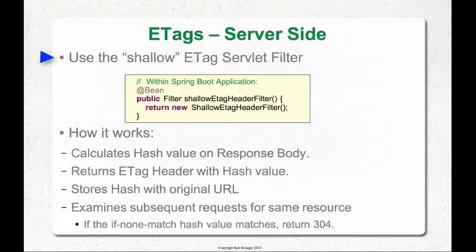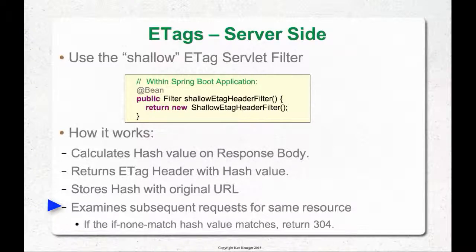Now on the server side, the Spring framework makes it super simple to implement shallow etags on any web application. It provides a servlet filter called the shallow etag filter, which you can install using the code you see here. A Spring Boot application will notice a bean of type servlet filter, like we have here, and it will automatically add this filter to the filter chain. The filter will calculate a hash value on the response body and return it on all responses. It also stores the original URL requested with the hash value.